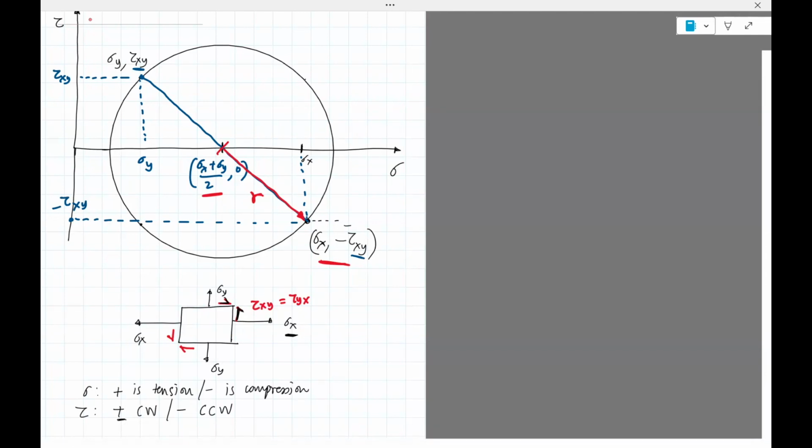So you don't really need to use that formula. You could just use it. You could also find the radius this way from this point to this point using the same Euclidean distance formula. Okay, so that's one thing.